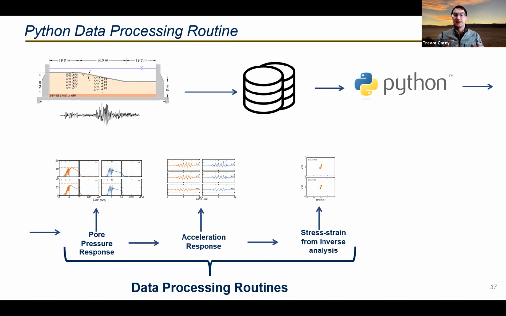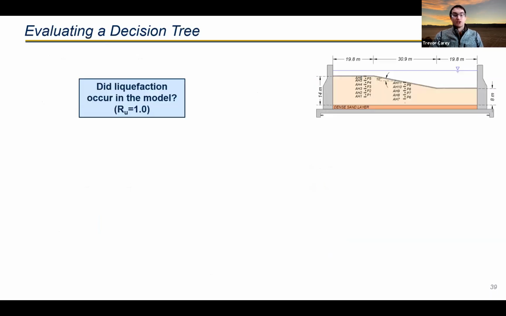So with this data, we can then go to the decision tree and make our decisions. Again, the data processing routines and the results that we get from them don't actually give us our decision. They give us the tools we can use to make the decision, but they don't constitute the decision. So I'm going to walk you through one of the branches of this. Again, we evaluated the decision tree for each one of the shaking events that we considered.